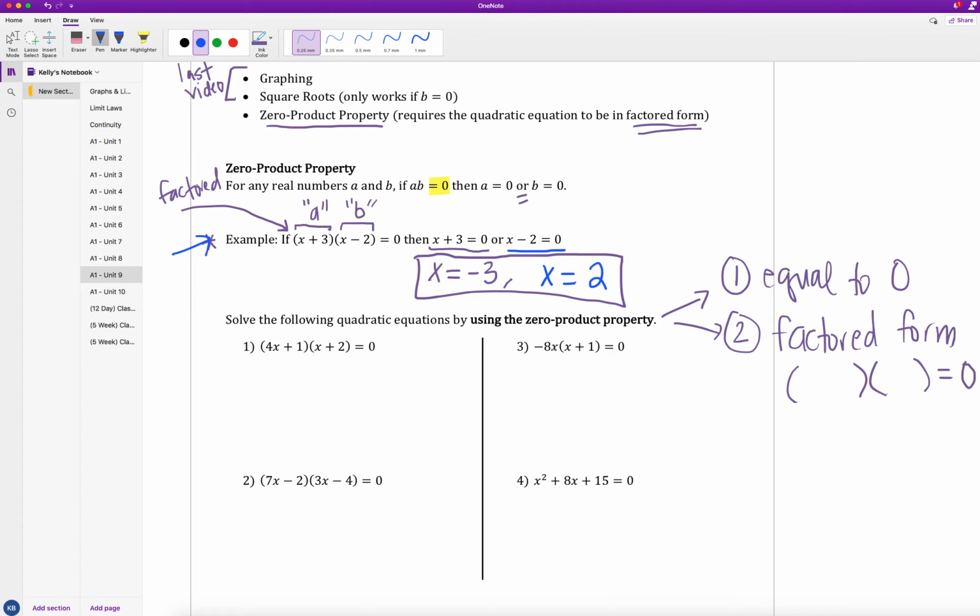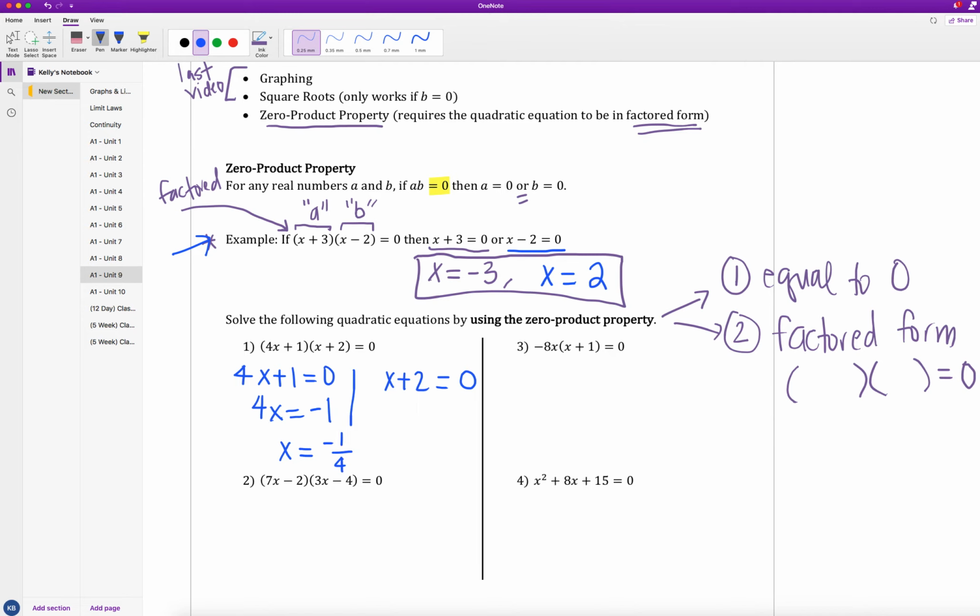So because I'm set equal to 0 and because I'm already in factored form, then I can apply the zero product property right away, and what that tells me is that 4x plus 1 equals 0 and x plus 2 has to equal 0. So I'm breaking this apart right here by applying the zero product property and setting each factor equal to 0. And now we can solve each of these equations on their own. So for the first one, I'm going to subtract 1 over and get 4x equals negative 1. Then the last step would be to divide through by 4.